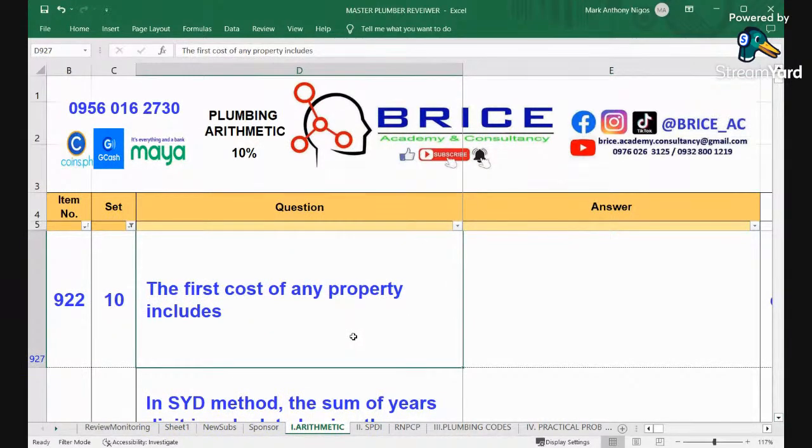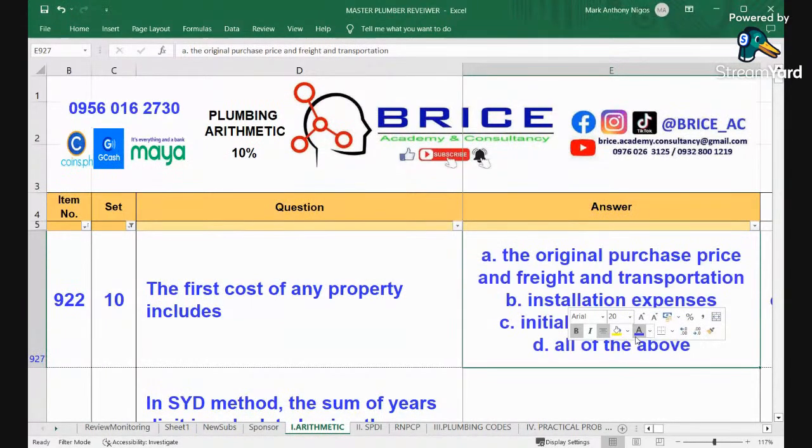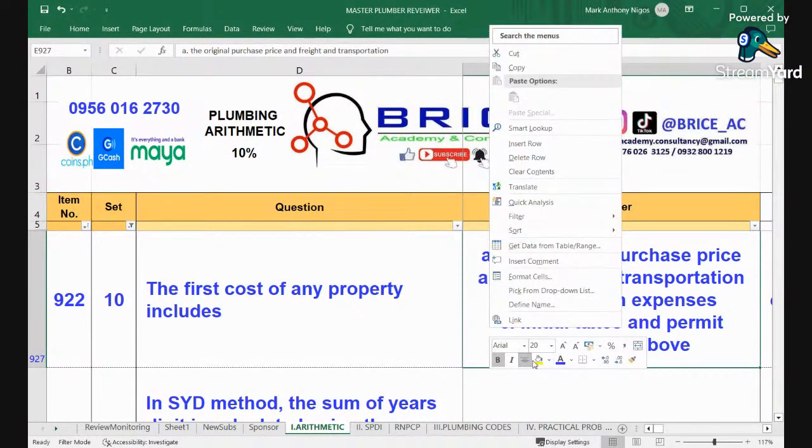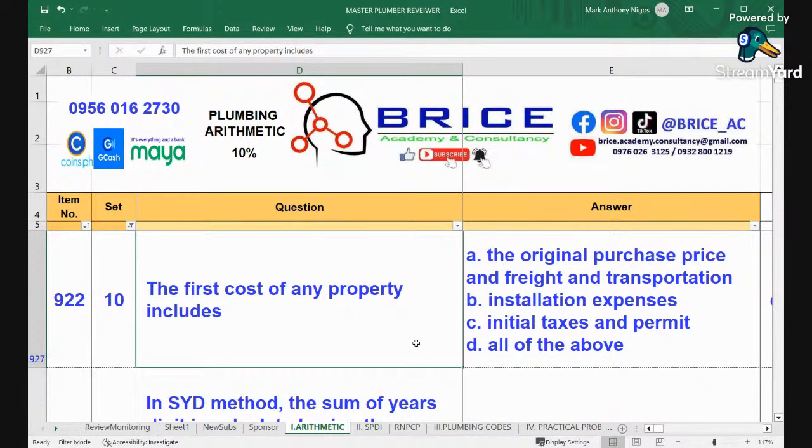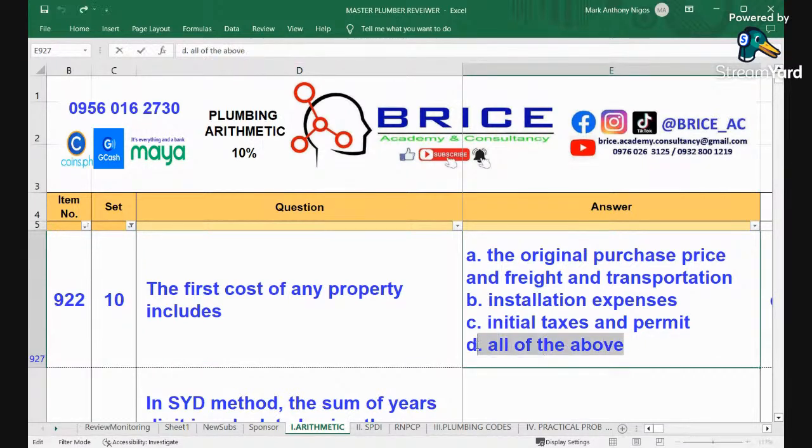922. The first cost of any property includes what? The answer is, uy, maraming sagot, no? Ano nga ba? First cost of any property includes all of the above. So, ang sagot ay all of the above. Ano nga yung all of the above na yon? The original purchase price and freight and transportation, installation expenses, initial taxes, and permit. The first cost of any property includes what? The original purchase and freight and transportation, installation expenses, initial taxes, and permit.